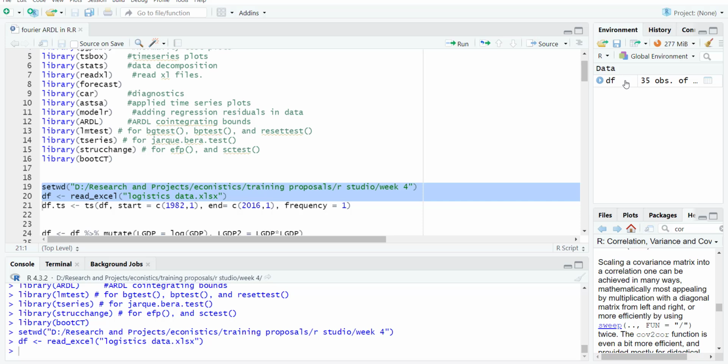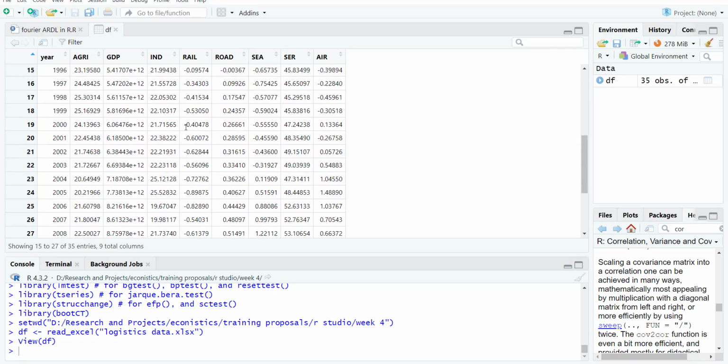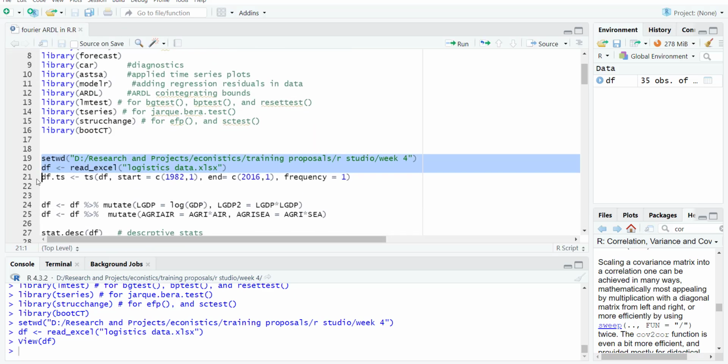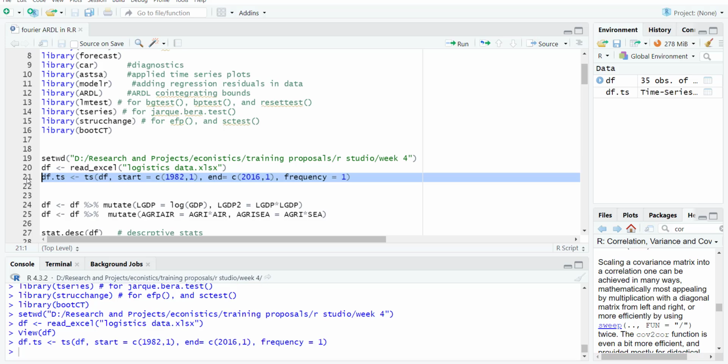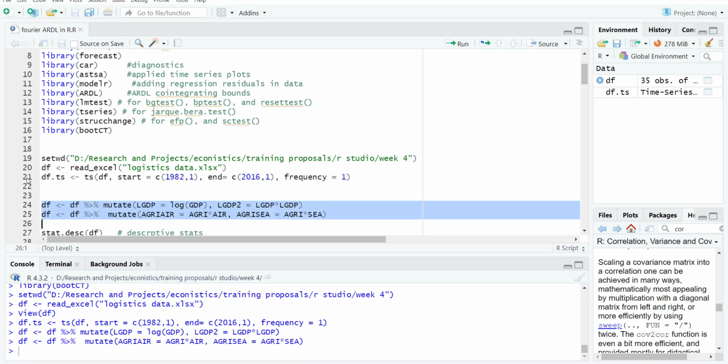I have one data set that is about agriculture value added, industry value added, and services value added, GDP, and rail infrastructure, road infrastructure, sea infrastructure and air infrastructure indices. So this is time series data from 1982 to 2016. Okay. So then you have to declare that this is time series data. So this is a command that is used. Then I generated a square variable just to show you how to make it, and then cross products.